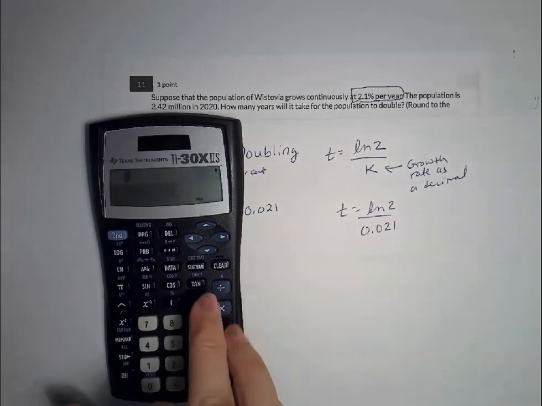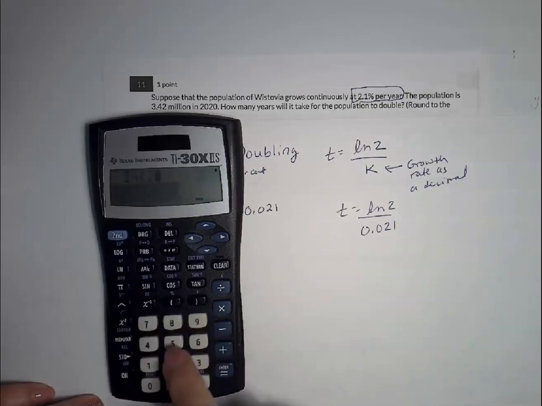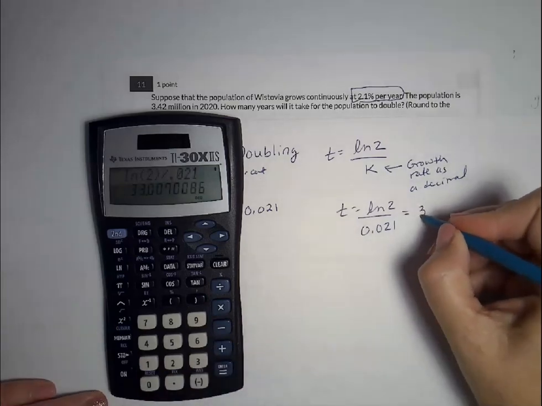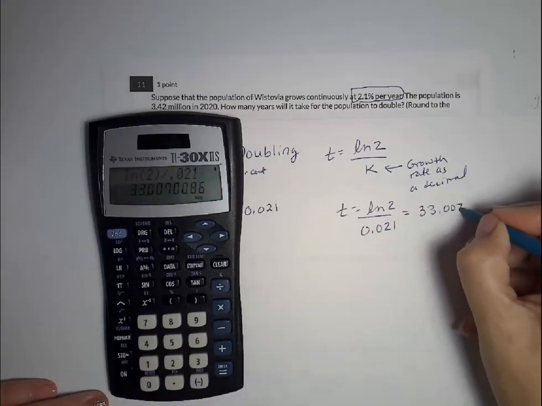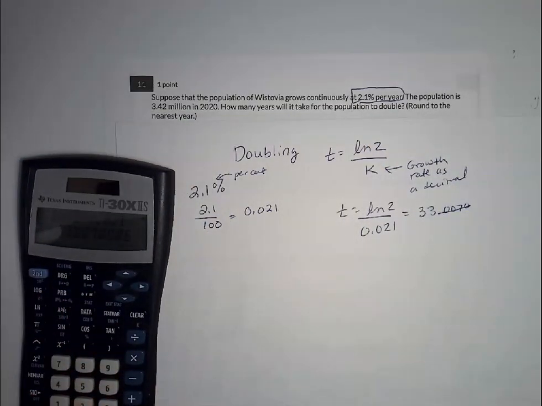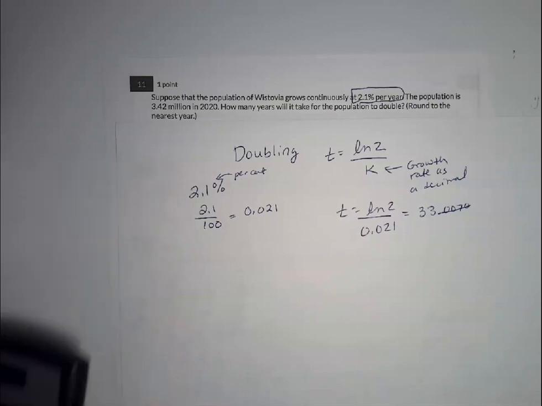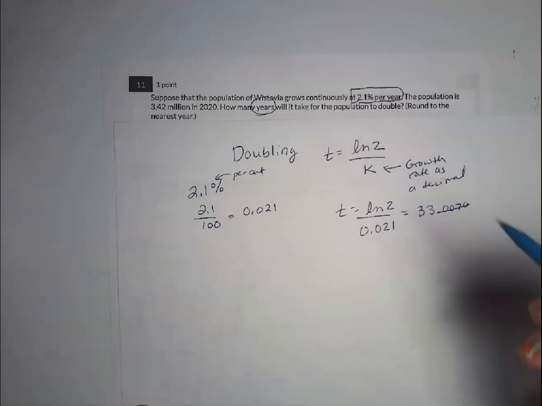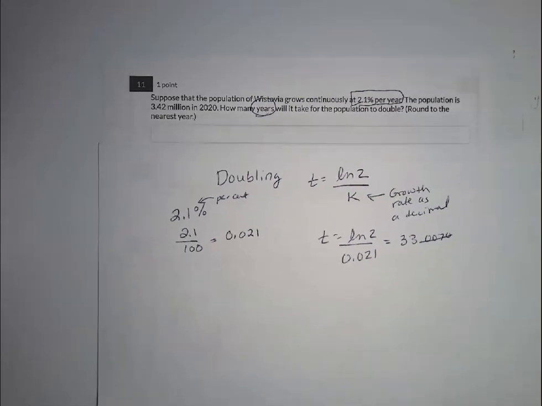Okay, and when you type that in, so ln of 2, close the parentheses, and then divided by 0.021. So I'm going to get 33.0070, and it tells me to round to the nearest year, so that's going to be 33 years. And you don't need to put units because I'm asking how many years, so you would just enter that number.